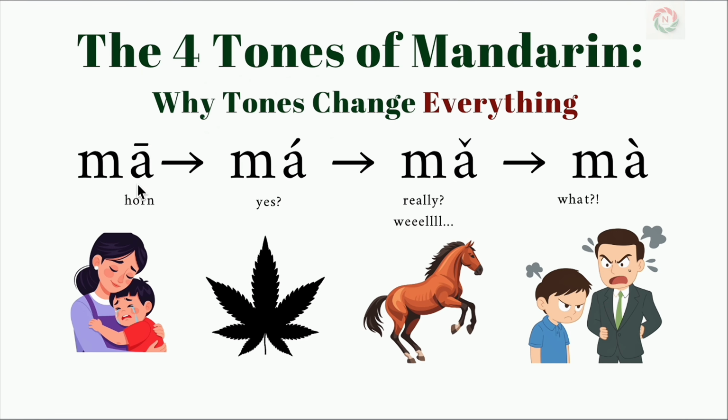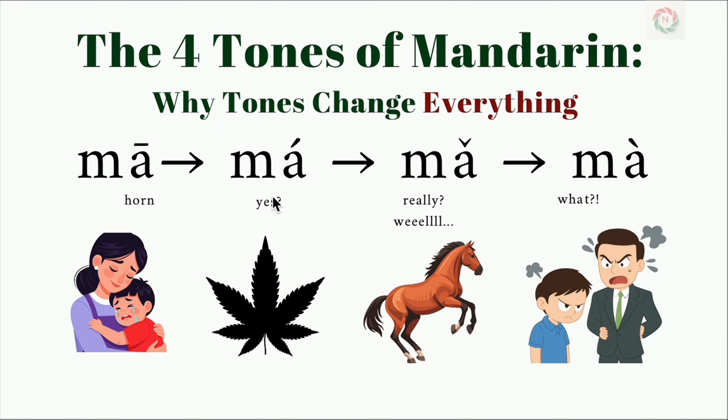The first one, ma, ma. You see, it's so straight, flat. It doesn't fluctuate. It doesn't go down. It doesn't go up. You can use a car horn to remind yourself. Beep, ma. So ma, ma. The second tone is the rising tone.